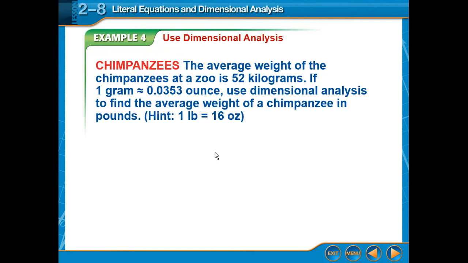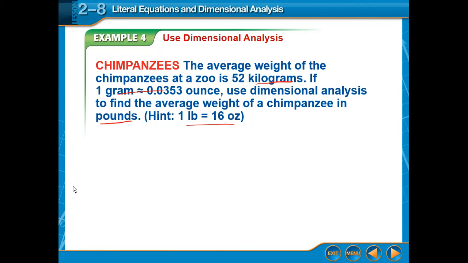Okay, and the last thing we want to learn in this section is to use dimensional analysis. Dimensional analysis is a method used to convert from one unit to another. In our problem here, the average weight of a chimpanzee at a zoo is 52 kilograms. If 1 gram is approximately 0.0353 ounces, use dimensional analysis to find the average weight of a chimpanzee in pounds. So we want to go from kilograms all the way to pounds, and we're going to use these little conversion factors along the way.